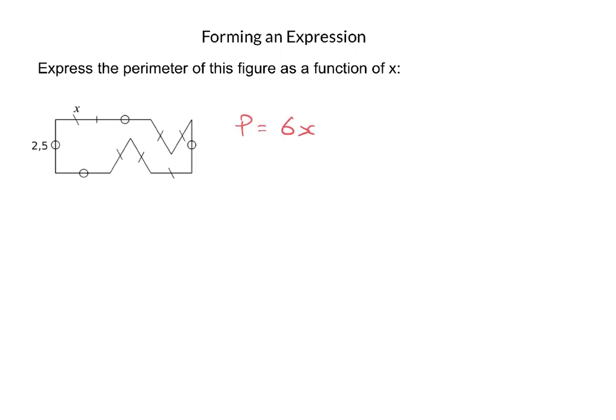And then how many of the dot ones I have? I have 1, 2, 3, 4. So plus 4 multiplied by 2.5. 4 times 2.5 is 10. So my perimeter of my shape is 6x plus 10. Show your workings on this just to make sure you show the examiner exactly how you're getting your final answer. So show this stage here. Very, very important.